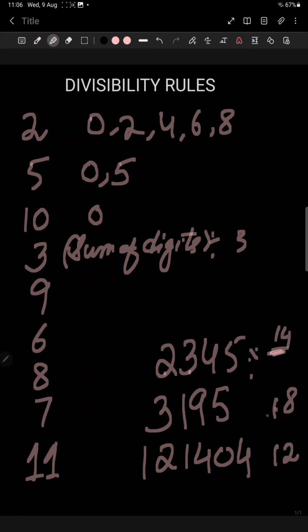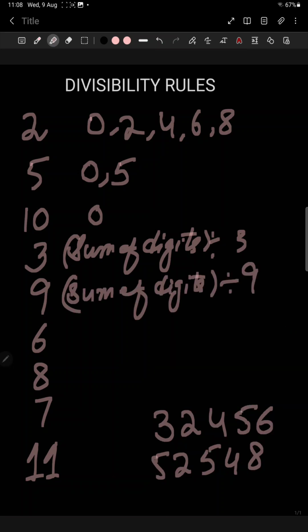Similarly, for this number, the sum is 18. 18 is divisible by 9. 9 twos are 18. So this number must be divisible by 9. The last number, the sum is 12. 12 is not divisible by 9. So this number is again not divisible by 9. So the middle number is divisible by 3 as well as divisible by 9. But the last number is divisible by 3 but it is not divisible by 9. The first number is giving 14, so it is neither divisible by 3 nor by 9. So the divisibility rule of 9 is that the sum of the digits must be divisible by 9.